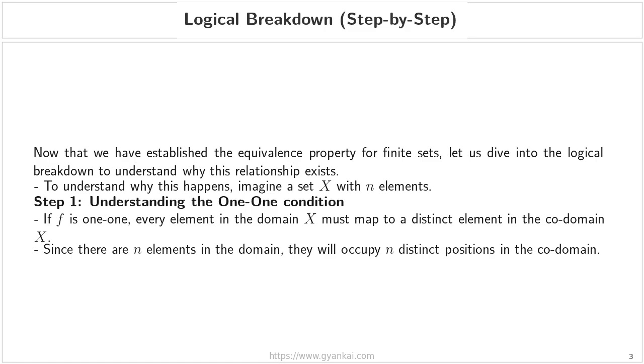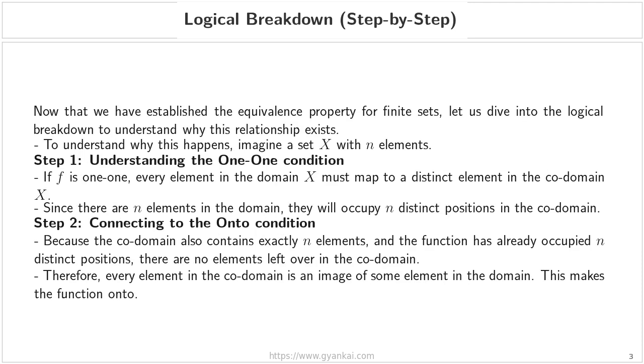If the function f is 1-1, it means that every single element in the domain X must map to a distinct, unique element in the codomain X. Since we started with n elements in our domain, these elements will occupy exactly n distinct positions in the codomain. This leads us directly to step 2, where we connect this to the onto condition.